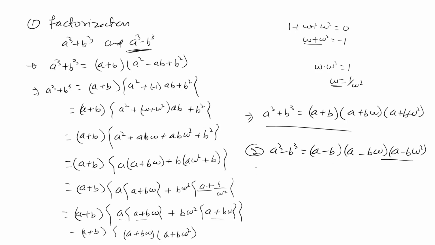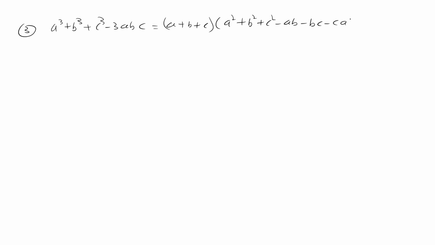And third is that you have to factorize a cube plus b cube plus c cube minus 3abc, right, in terms of cube root of unity. So simply apply the formula a cube plus b cube plus c cube minus 3abc. You must have studied this in 9th and 10th. So this is a plus b plus c and a square plus b square plus c square minus ab minus bc and minus ca, right? This is the formula. Now you have to convert this whole expression in terms of cube root of unity, right?